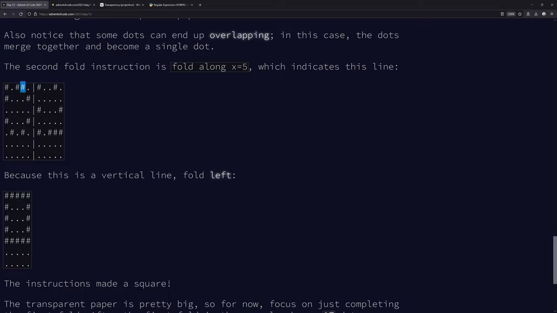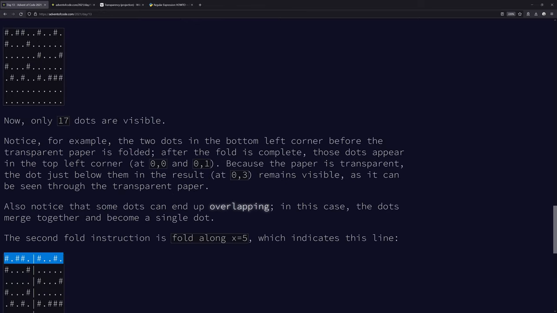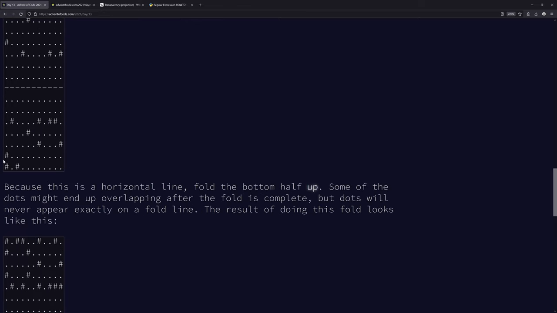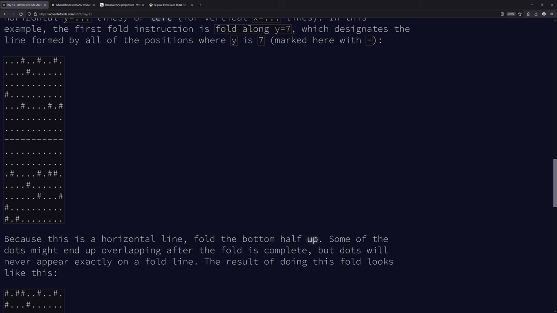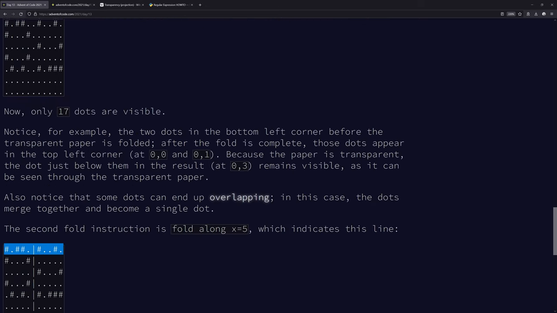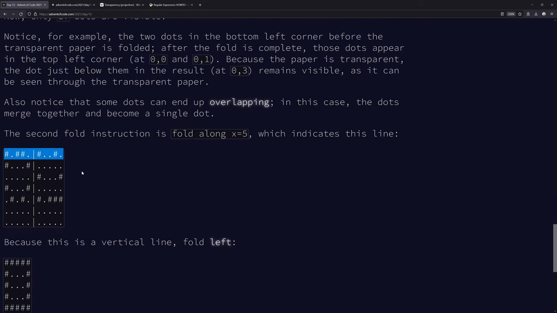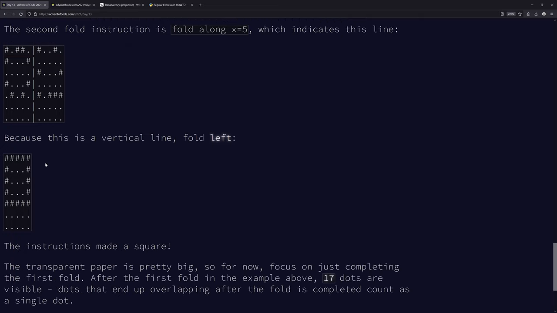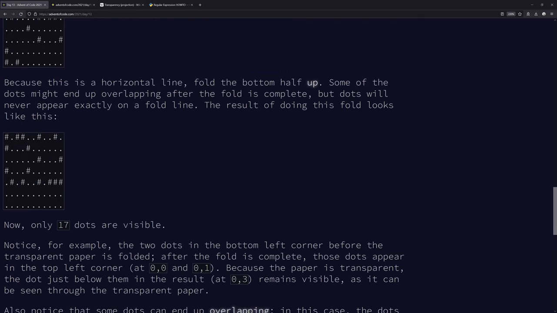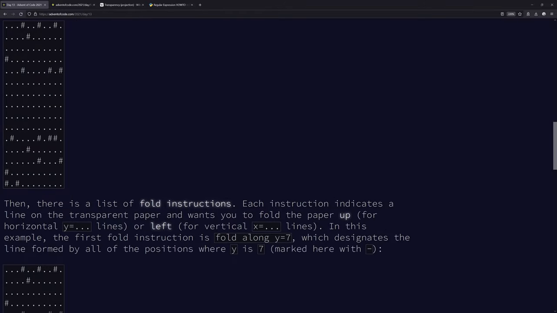The translation rule. You're not going to be checking y's. You're just looking at x's, or in the vertical case, you're looking at just y's, right? You never have to look at x and y at the same time. So that's really nice. But it's just how much do you add or subtract from x based on where the fold is?